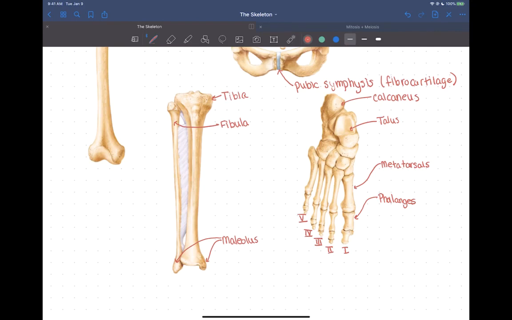So what holds the bones together, the different types of joints, and how they're held together.